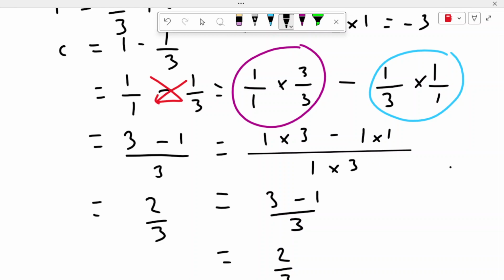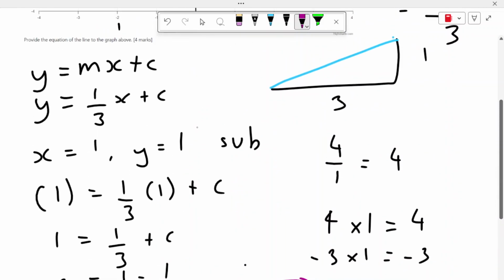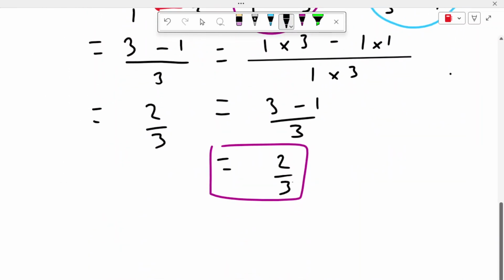But it is confusing. So if you have any questions, there's a link to how to do fractions again, because fractions appear in year 11 and 12 all the time, and you'll need to do that quite a bit. But anyway, we have our value of c here in purple, and also in purple, we have our value of m. So now we can say the final equation is that y is equal to 1/3 x plus 2 divided by 3.